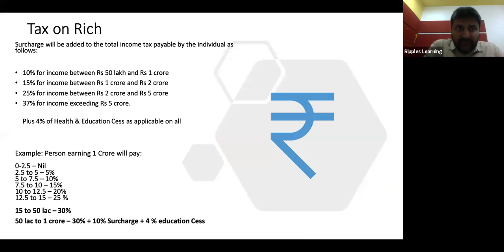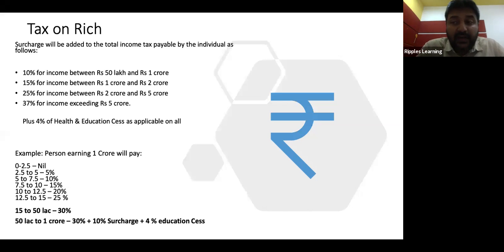So if somebody is earning 50 lakh to 1 crore, 10% surcharge would apply. 1 crore to 2 crore, 15% surcharge would apply. 2 crore to 5 crore, 25% surcharge would apply. And people earning more than 5 crore per annum, 37% surcharge would apply. Apart from this 37% surcharge, they would also be paying 4% health and education cess.